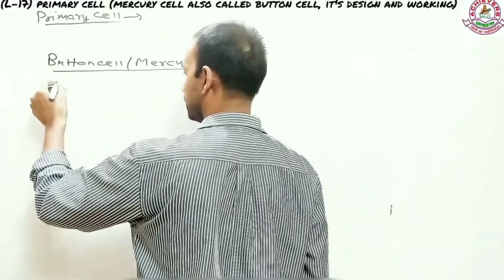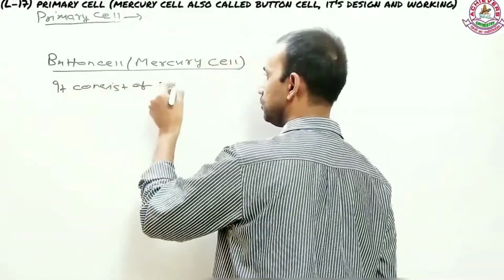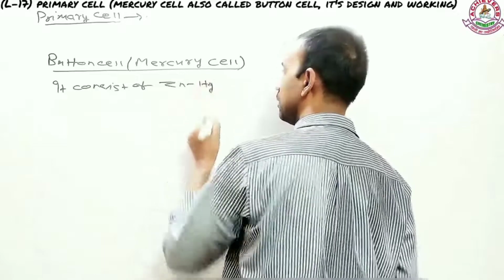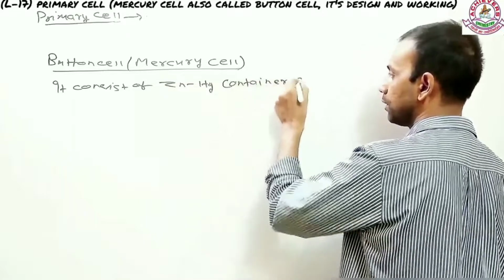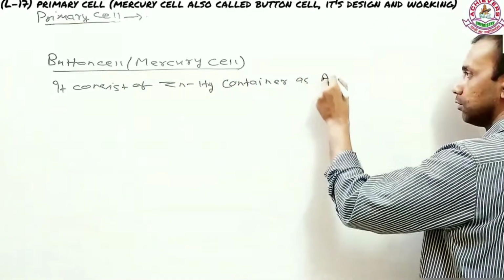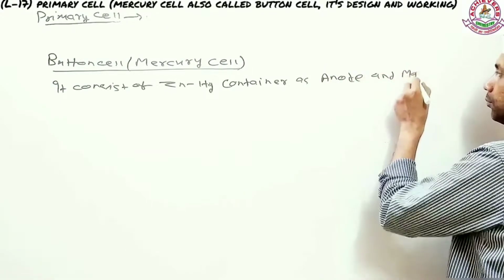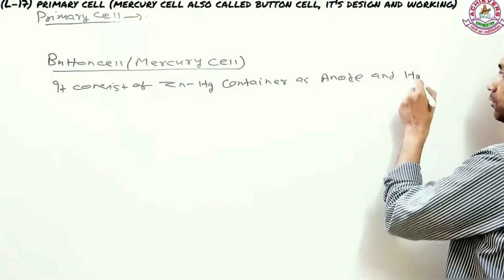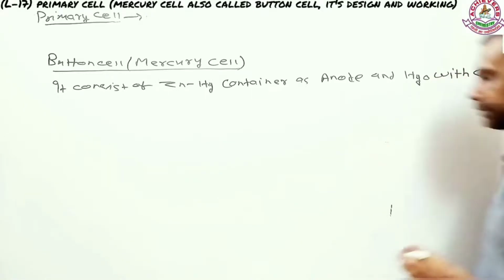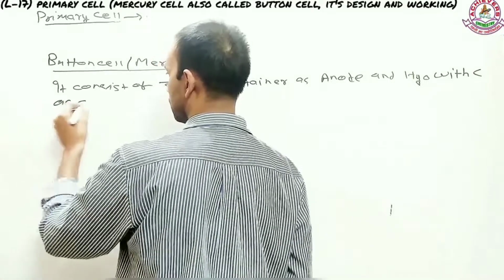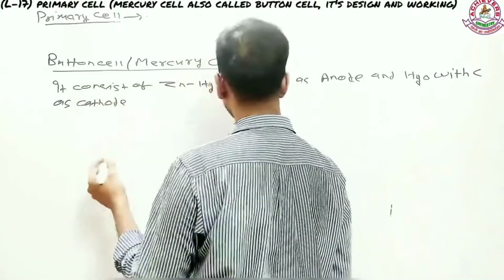So let me write. It consists of a zinc mercury container as anode, and mercury oxide with carbon as cathode. Right? So let me draw and help you with that.